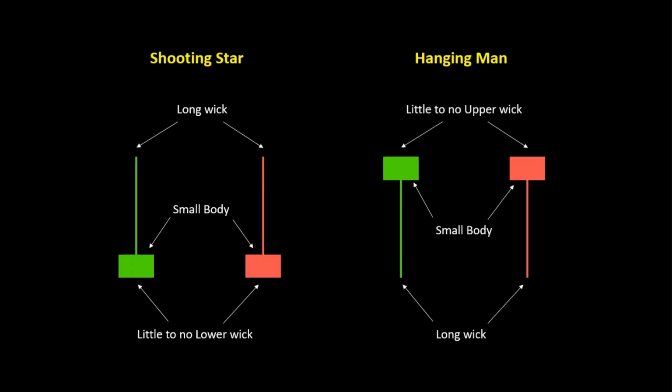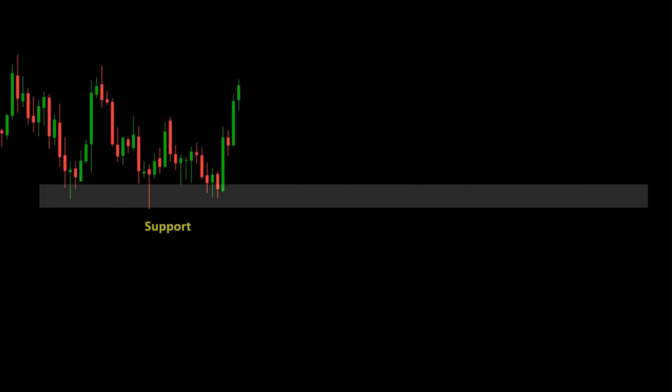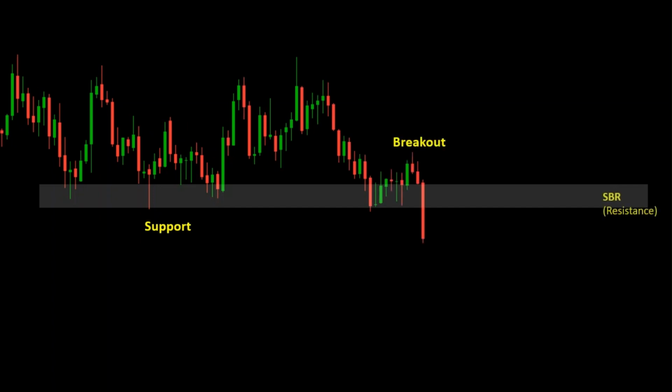Now, let's examine some real market chart examples to see how these candlestick patterns work. As we can see in this example, a support is formed and then the price broke below the support. The support now becomes resistance, or SBR level. We wait for the pullback to the SBR level. As we can see, a shooting star candle formed at the SBR level. This presents a potential sell setup.